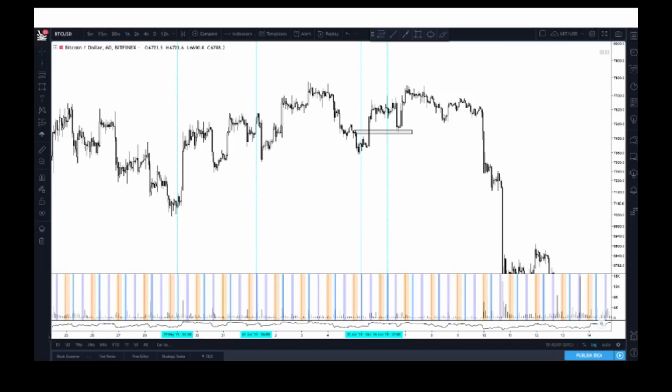However, once that asset leaves a ranging type of market for a trending type of market, the effectiveness of these kill zones becomes a lot less. And this is something that I've noticed particularly in Bitcoin and crypto, which is what we trade a lot.